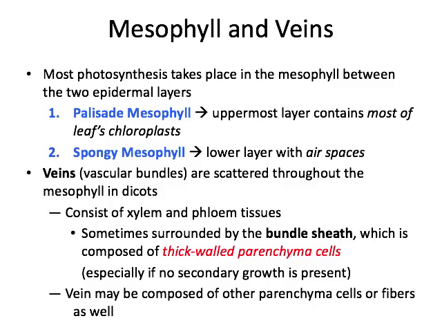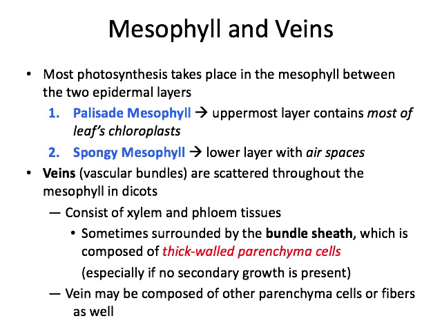Next up, we have the mesophyll and the veins. Most photosynthesis takes place in the mesophyll between the two epidermal layers. We have palisade mesophyll versus spongy mesophyll. The palisade is the uppermost layer that contains most of the leaf's chloroplasts, and the spongy mesophyll is the lower layer with the air spaces.